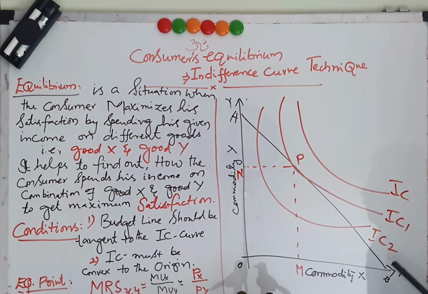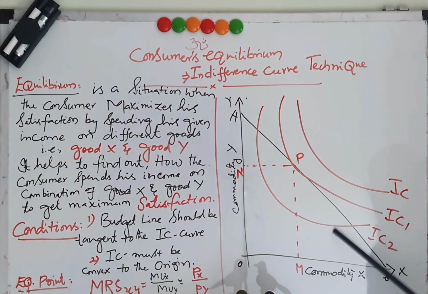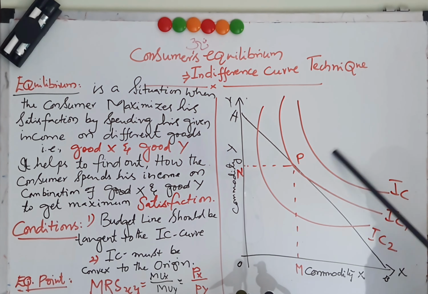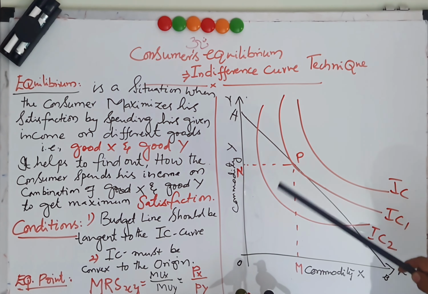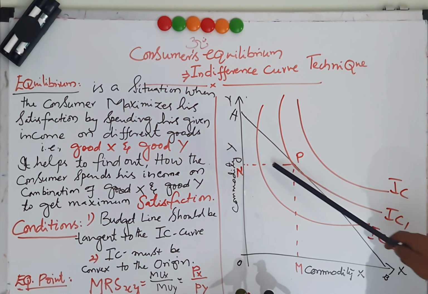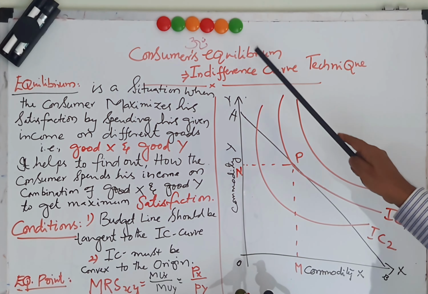AB is the budget line. There are three different IC curves: a higher IC curve, a lower IC curve, and a middle IC curve. The IC curve above the budget line is not possible to reach. The one below the budget line leaves a possibility of moving up. So P is the point of consumer's equilibrium.